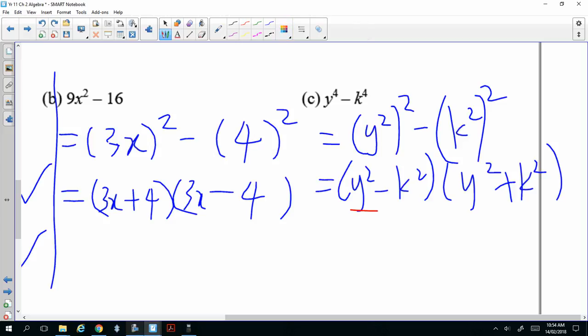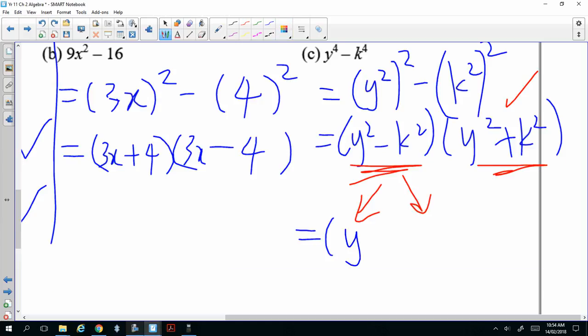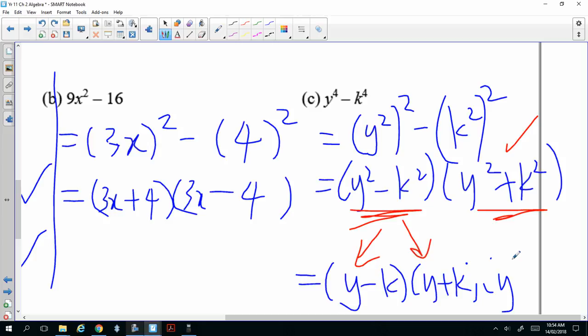This is finished. There's no formula to factorize sum of squares, but there is a formula to factorize difference of two squares. You go one step further, y minus k, y plus k. And the second and the last factor remains unchanged. And then we are done. Any question?